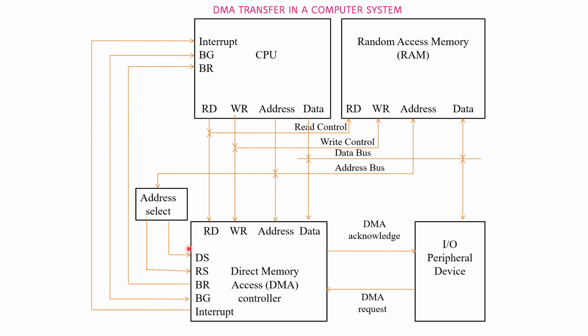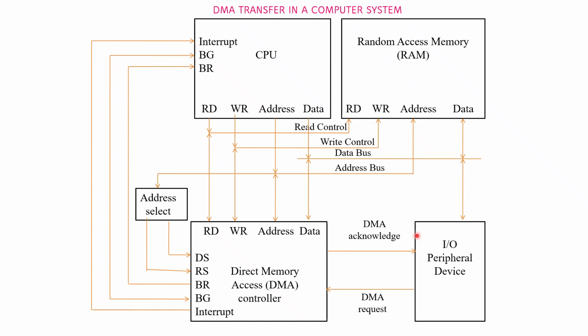The DMA then puts the current value of its address register into the address bus, initiates the RD or WR signal, and sends the DMA acknowledgement to the peripheral device. Note that RD and WR lines in the DMA controllers are bidirectional. The direction of transfer depends on the status of the bus grant line.